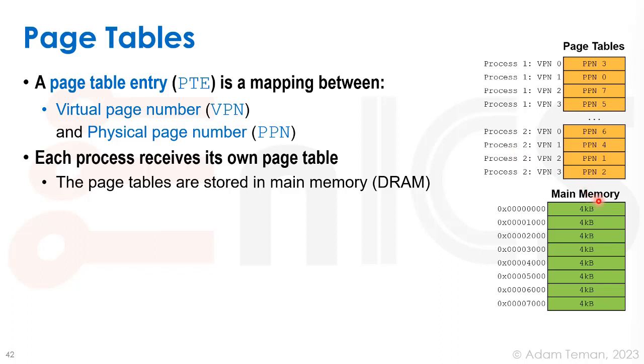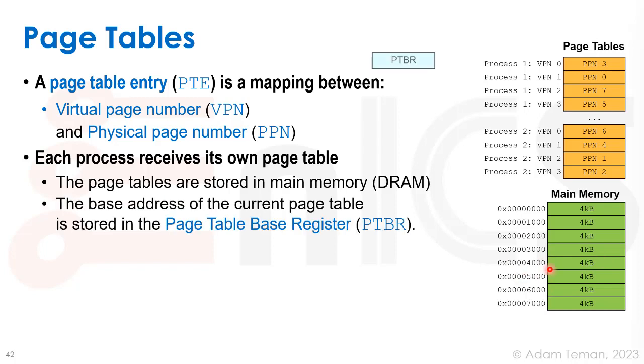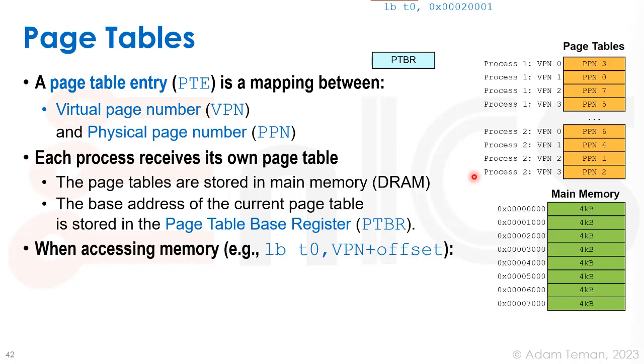The page tables themselves are stored in main memory because they get quite big. So they're just another area inside the main memory. The base address of the current page table is stored in a special register. We can call it the page table base register. And when we load a process into the context of the CPU, as we'll see more in the next lecture about operating systems, we will load this PTBR, and it will point to the actual base, the VPN 0 of the process that we're using right now.